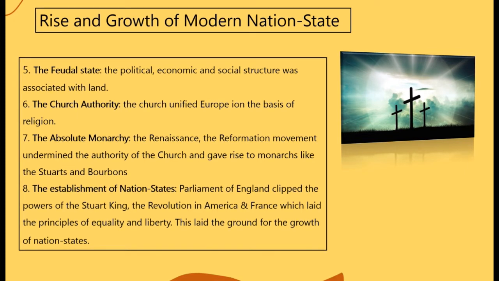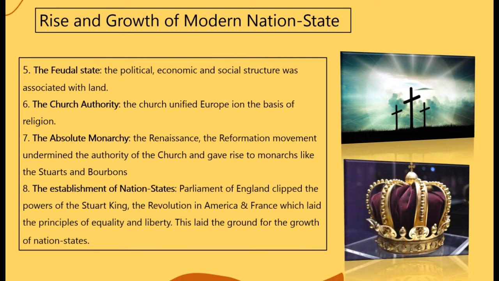Seventh, the absolute monarchy. Monarchs used this new faith to take the authority from the church. This gave rise to absolute monarchs. People were fed up with war and anarchy and were waiting for governance of a king who would give peace, stability, security, and prosperity. The Stuarts and the Bourbons ruled with absolute power and were a model to monarchies of Austria, Prussia, and Russia.